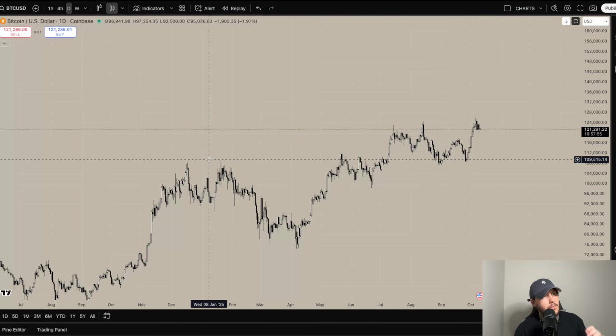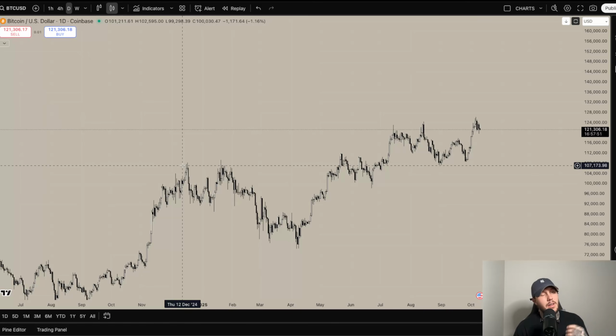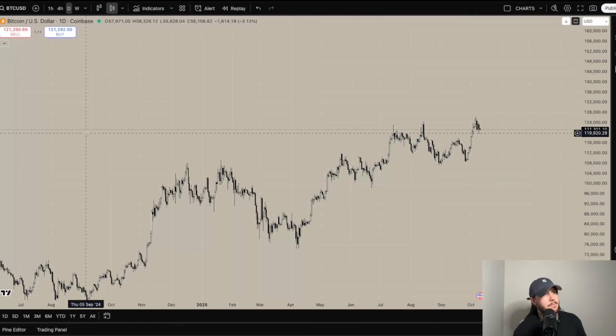So an important thing when you are drawing zones, don't draw a line. A line is too thin, and a zone isn't any magic. It doesn't have any magic power. All it does is highlight an area of interest where you're looking at potentially entering and exiting into a trade.